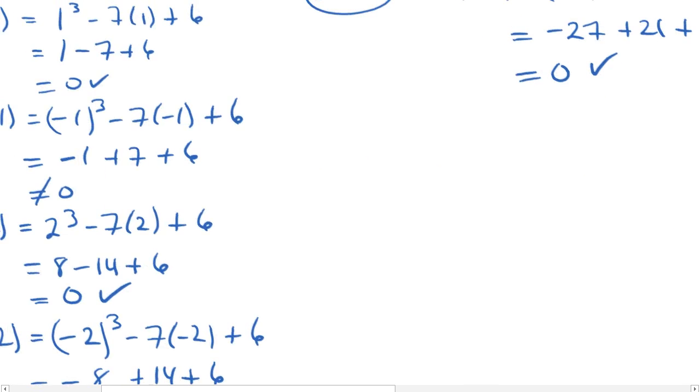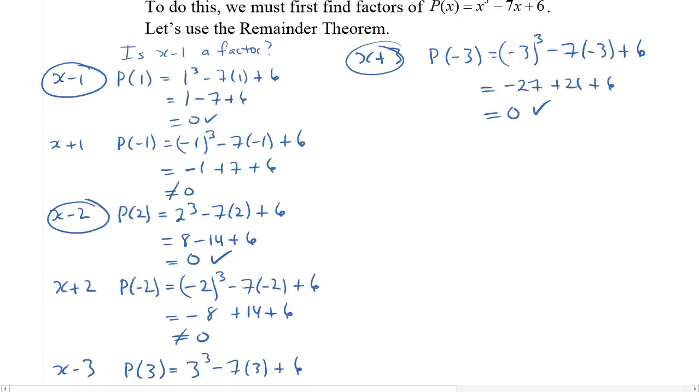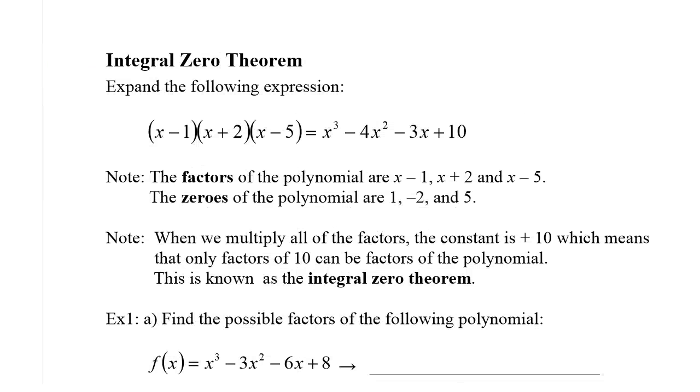If I go over here, at the bottom it says, there must be an easier way than randomly guessing infinitely many times. Like I just started from -1 and worked upwards. And, thankfully I hit the thing. But what if I had just tried like x plus 28 or x minus 26 and tried things out? Maybe there's a method that would speed things up a bit.